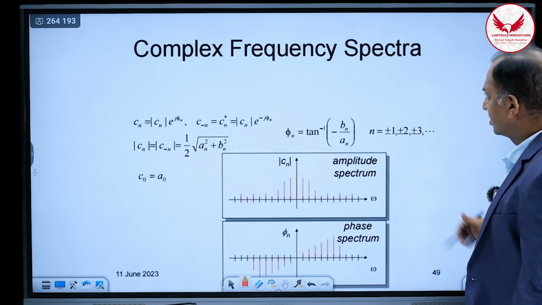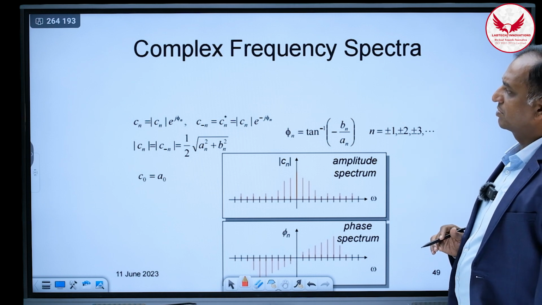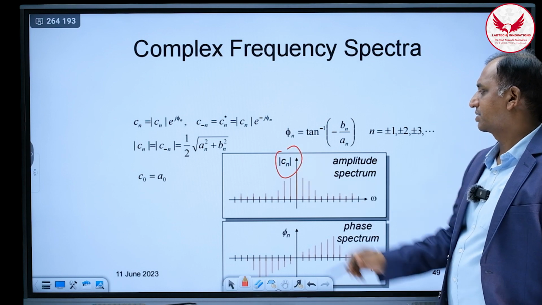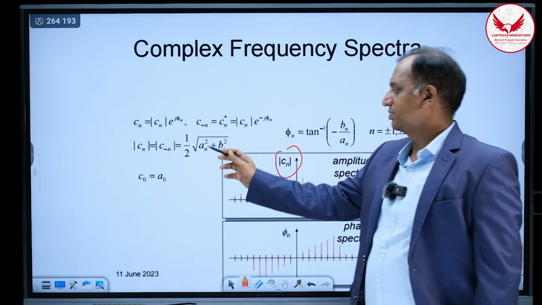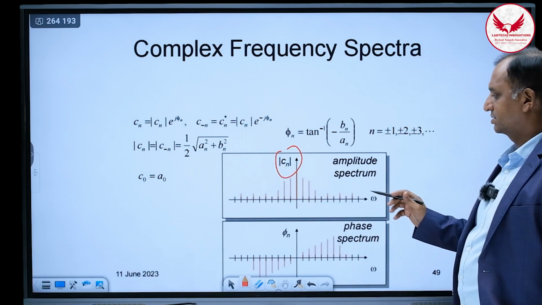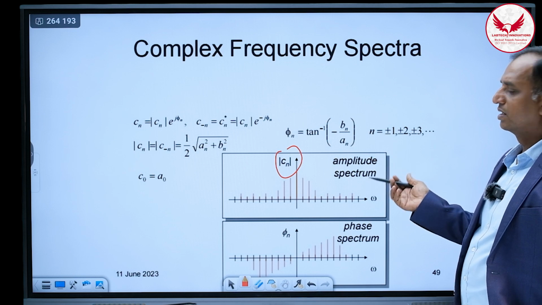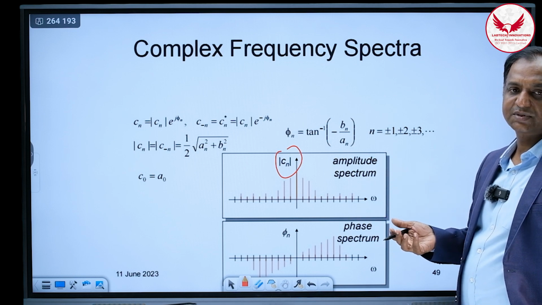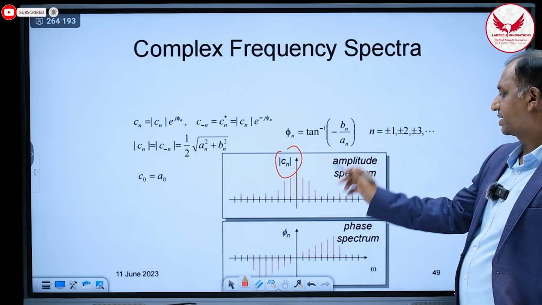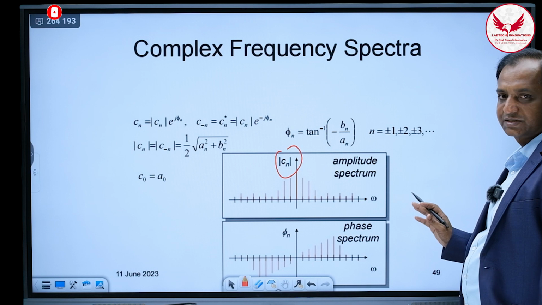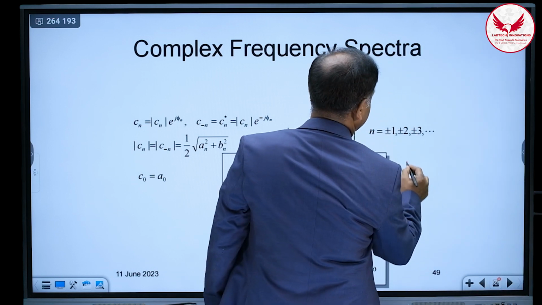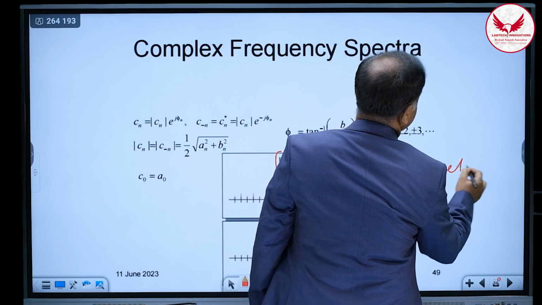Another thing is the spectrum of the signal. If you plot the magnitude spectrum, mod of cn is called the magnitude, which is the square root of 1 by 2 times an square plus bn square. You can calculate the magnitude with respect to the frequencies. Because we know that the Fourier series is an accurate representation of the signal x of t in terms of sinusoidal signals with fundamental and harmonics, the spectrum is present only for the fundamental and harmonic signals. So the spectrum in the case of the Fourier series is discrete in nature, keep that in mind.